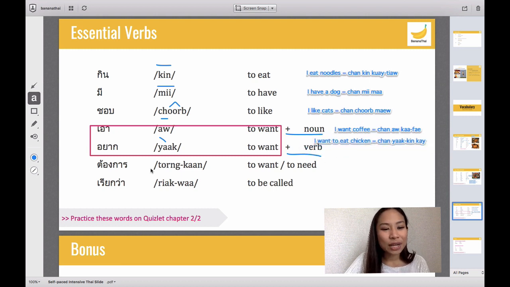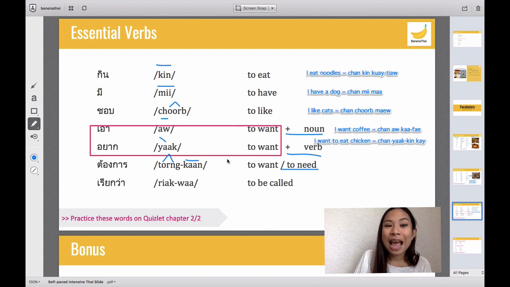Alright, next one ต้องการ is also to want. Oh my god, there are so many words for the word want, but it's more like need something นะคะ. I will explain to you later how to use these three, want เอา อยาก ต้องการ, properly later, but just learn them for a little bit first. ต้องการ is also to want.